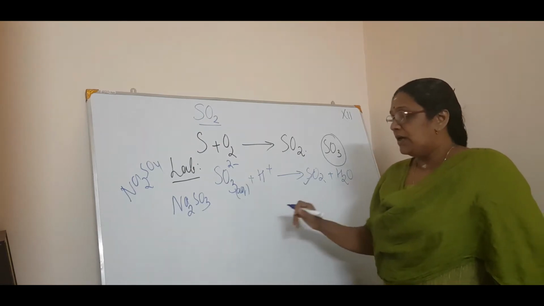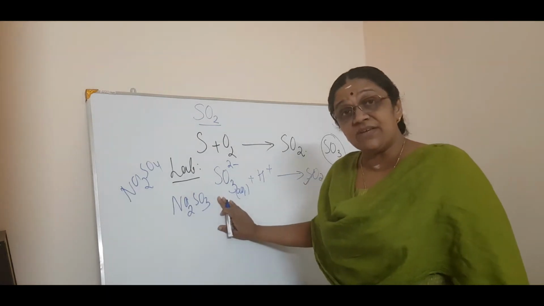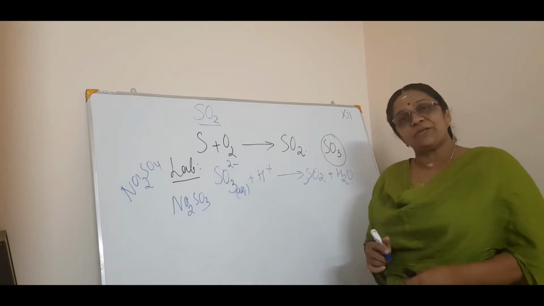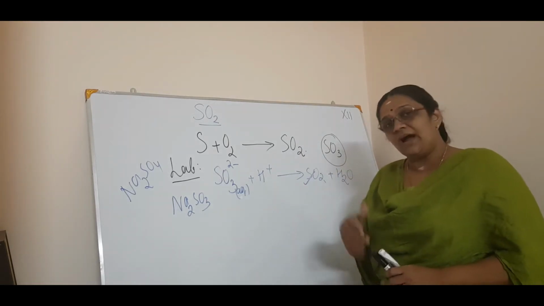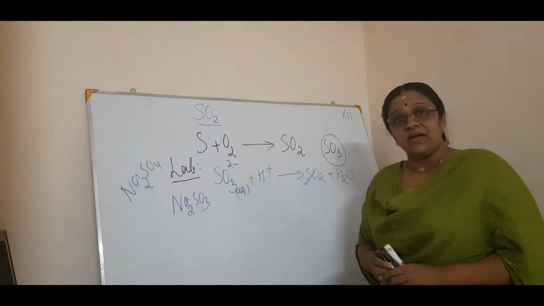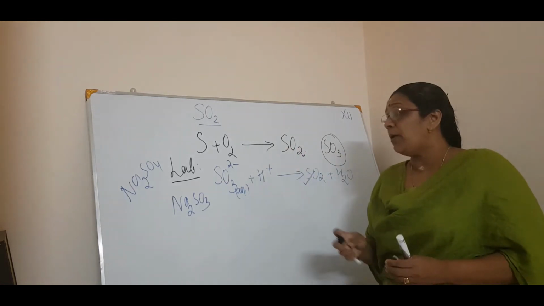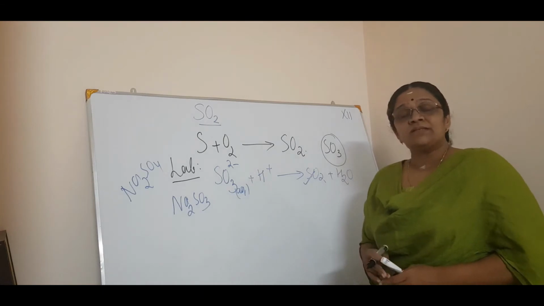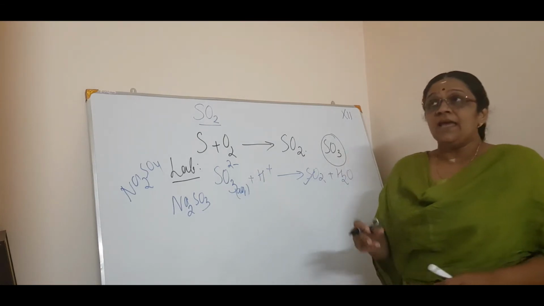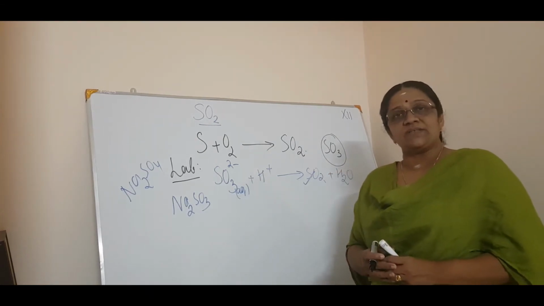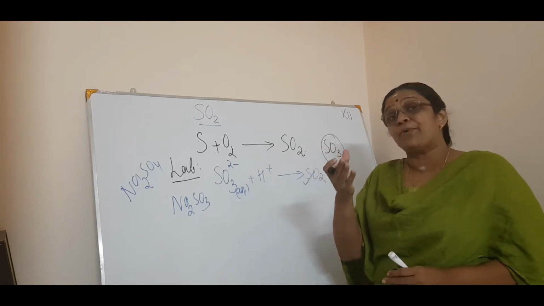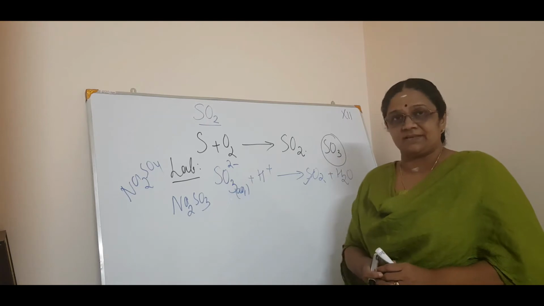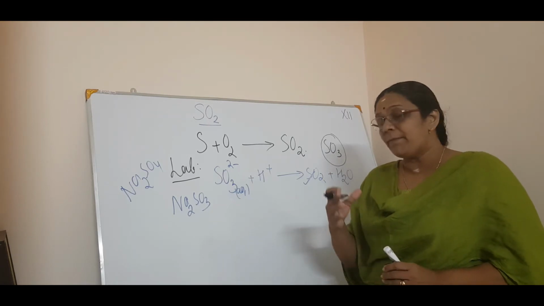Understood? Now, the third preparation is the industrial preparation. Industrial preparation means on a large scale, you want to prepare sulfur dioxide. So how will you prepare sulfur dioxide industrially? Industrially, sulfur dioxide is obtained as a byproduct from the roasting method. Hope you are remembering the roasting method.